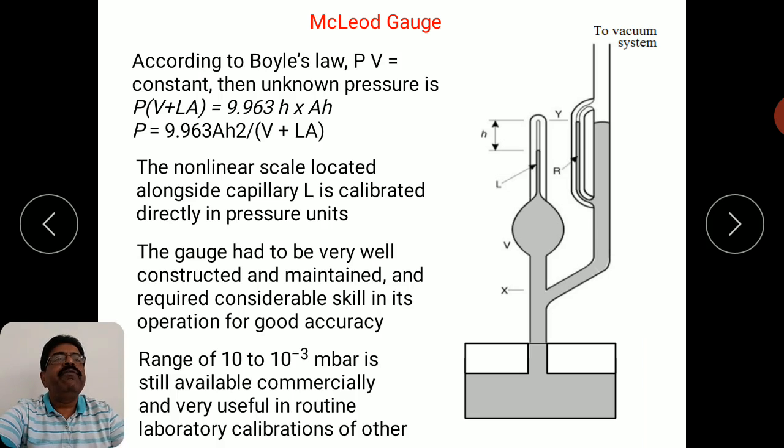The range of 10 to 10 raised to minus 3 millibar is still available commercially with this McLeod gauge, and it is very useful in routine laboratory calibration of other vacuum gauges, low level vacuum gauges also. So this is the very initial stage of vacuum gauges, that is the McLeod gauge.